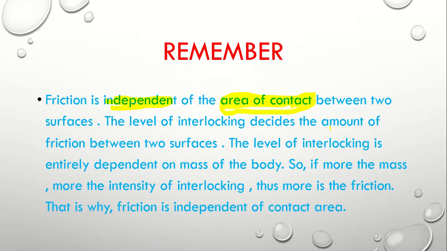The level of interlocking decides the amount of friction between 2 surfaces. The level of interlocking is entirely dependent on the mass of the body. This is again important. The level of interlocking is entirely dependent upon the mass of the body. So, the more the mass, the more the intensity of interlocking, thus the more the friction. That is why friction is independent of area of contact. Please learn this well. Friction is independent of area of contact or contact area.